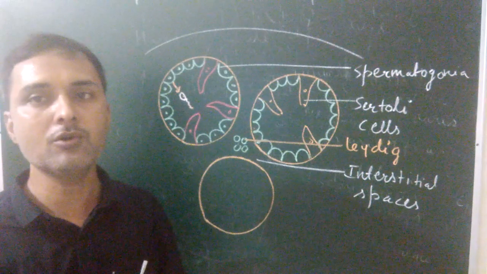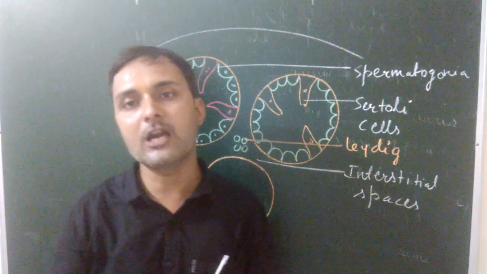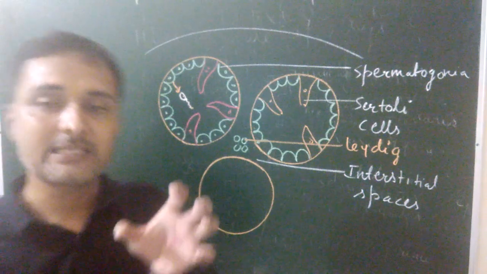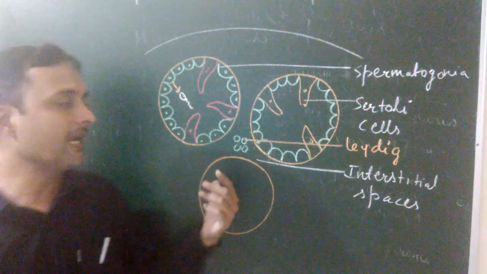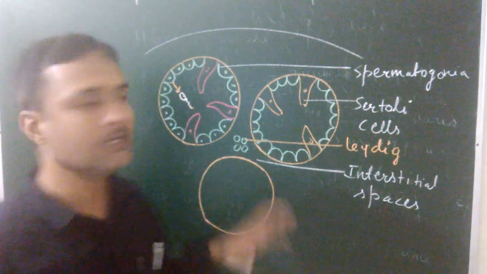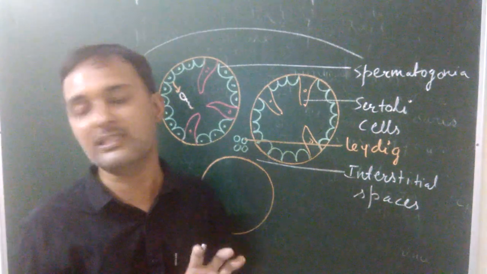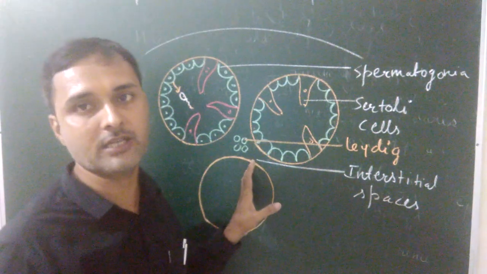So in this video I explained the longitudinal section of the testis and then the diagrammatic sectional view of seminiferous tubules. Try to understand well and try to read. If there is any problem you can ask in the comment box, I will give the answer. Okay, thank you.